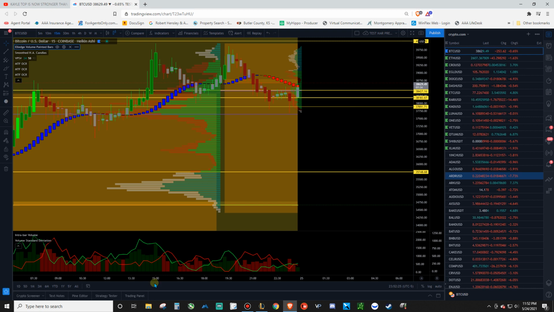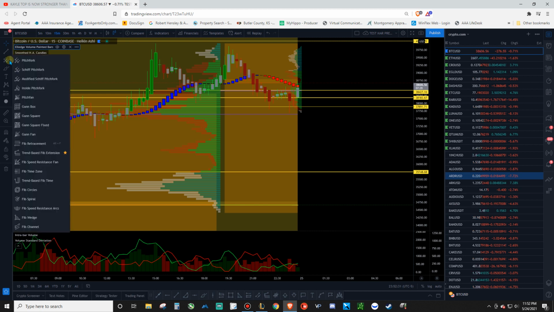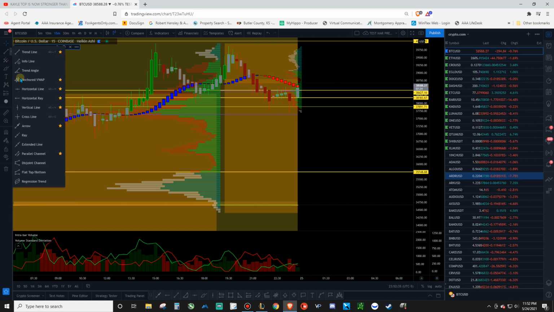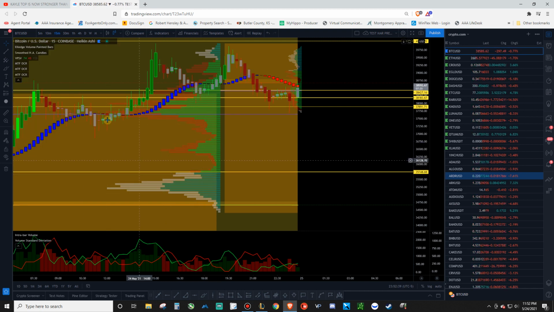Now the reason I use anchored VWAP, which is this little guy, is that it's free on TradingView. You can find it. Where is it? There it is. It's anchored VWAP. I like anchored VWAP a lot, but I'm not going to go over that too much here. But that's about the only VWAP I like.